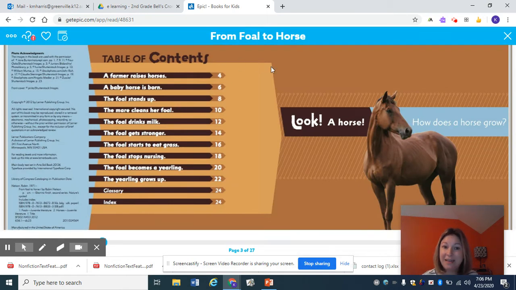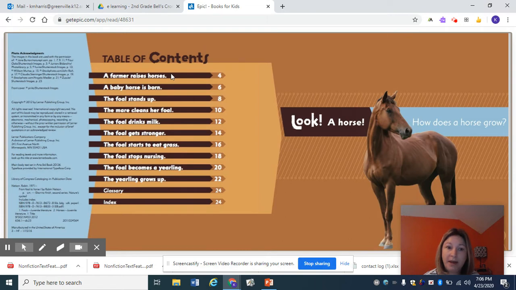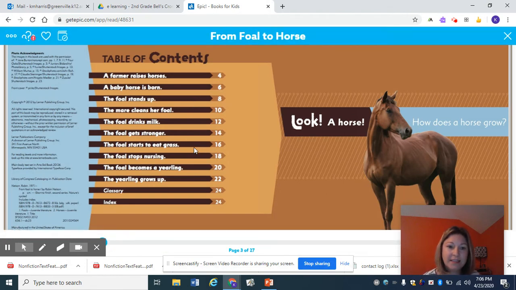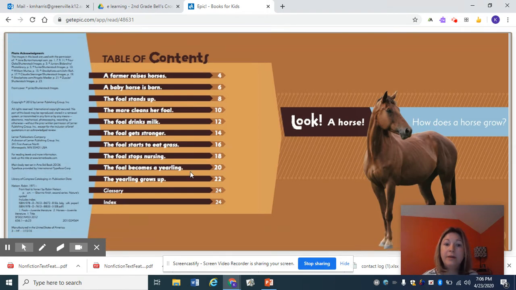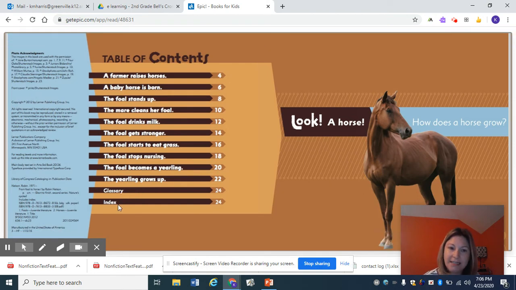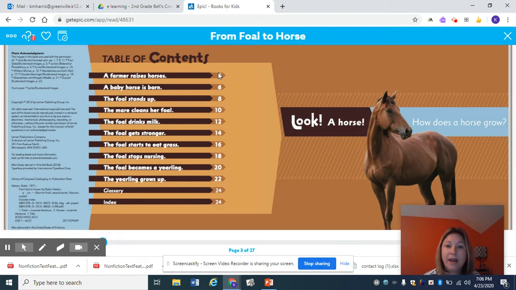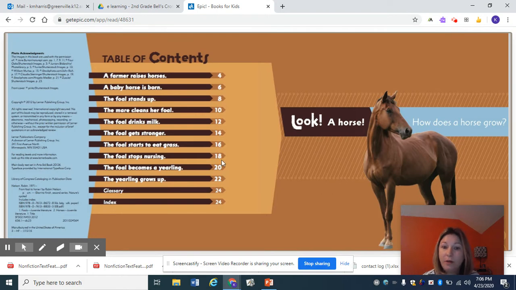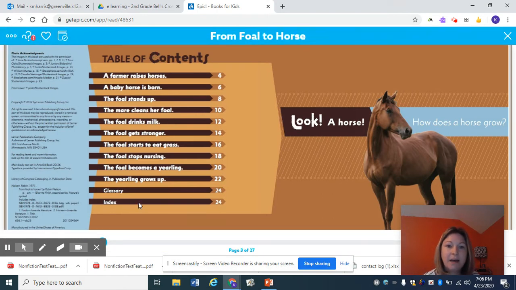We also have the table of contents, which we talked about yesterday. So we can see in the table of contents what we're going to be reading about, which is: a farmer raises horses, a baby horse is born, the foal stands up, the mare cleans her foal, the foal drinks milk, the foal gets stronger, the foal starts to eat grass, the foal stops nursing, the foal becomes a yearling, the yearling grows up, and then there's a glossary and an index. And to the right of that, we can see the pages where we would find these different topics.